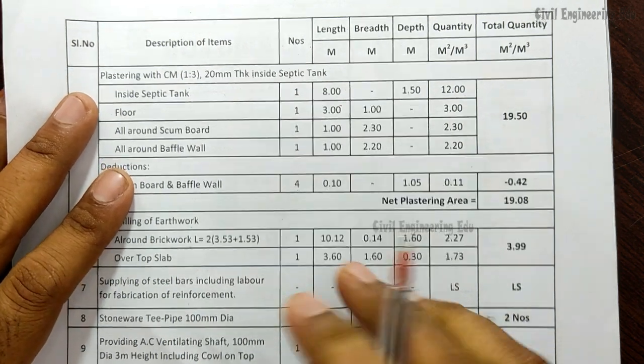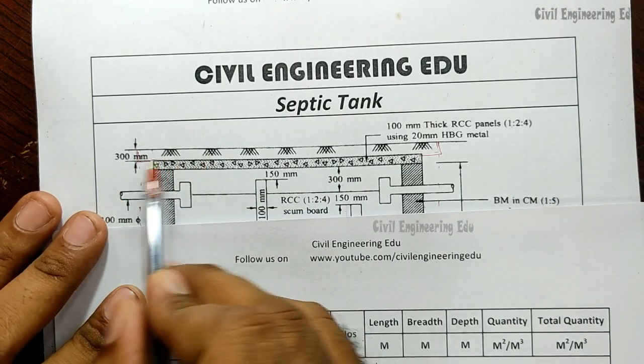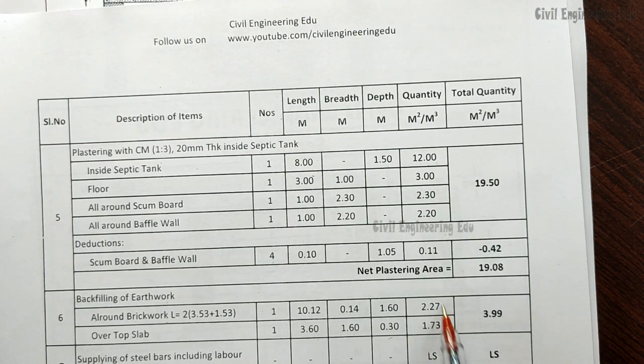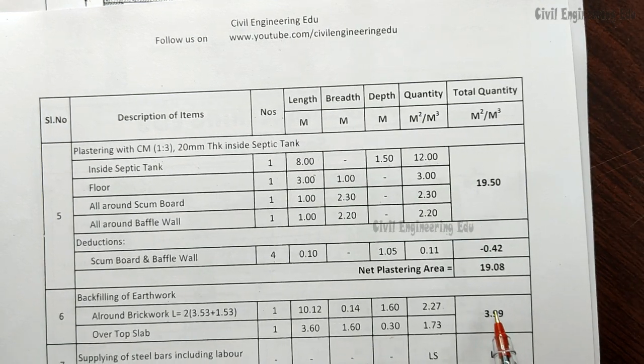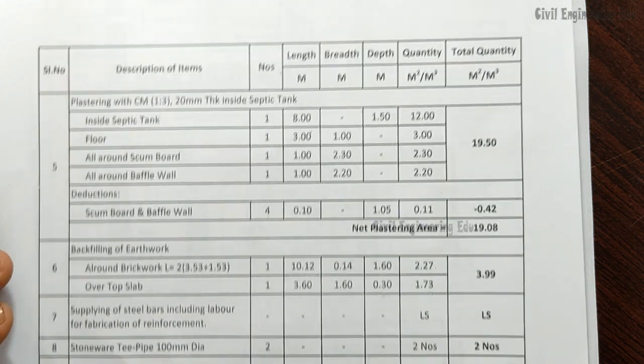And the thickness, you can see this is the gap we need to fill, that is 300 mm, that is 0.3 meter we have written. So L into B into D is equal to the quantity 1.73 we got. So this is the backfilling quantity. If we add this one and this one, we will get 3.99, that is nothing but approximately 4 cubic meters of quantity. So this quantity we have to calculate, right?